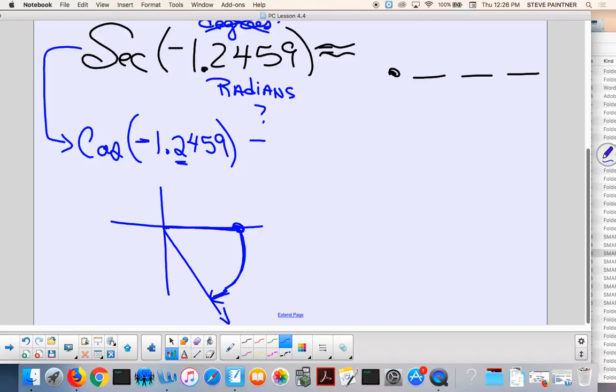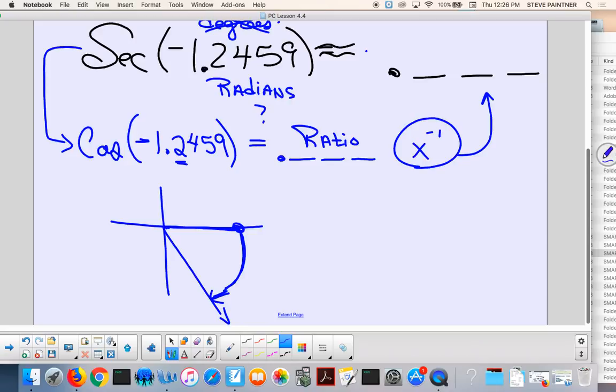The ratio is to what? Cosine. And right now, I don't care what it is, because I want secant. So what do you do to flip it? x to the negative 1. And that gets you 3 point what? 3.133. Everybody agree? That's right.